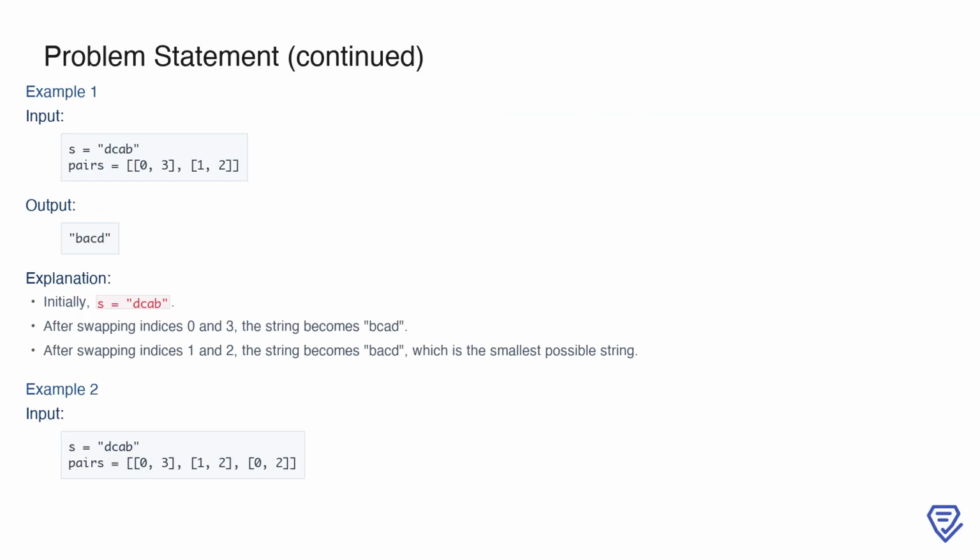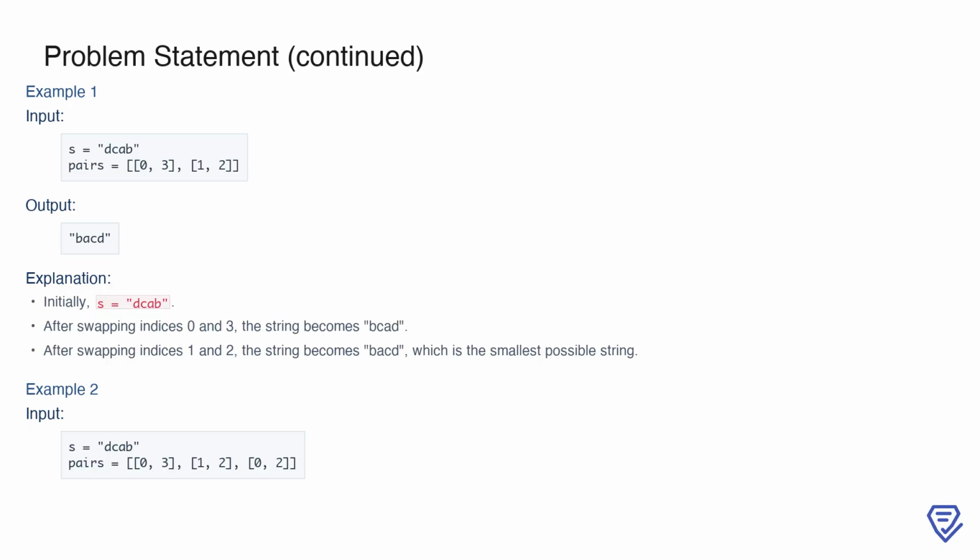Take the first example, where the input string is S equals "cad" and the list of pairs is pairs equals [[0,3],[1,2]]. Here, you are allowed to swap the characters at indices 0 and 3, as well as indices 1 and 2. Initially, the string is "cad". Using the pair [0,3], you can swap the characters at these positions to transform the string into "dac". Then, using the pair [1,2], you can swap characters at those indices to get "dca". This is the smallest possible string that can be obtained by applying these swaps, so the output is the result.